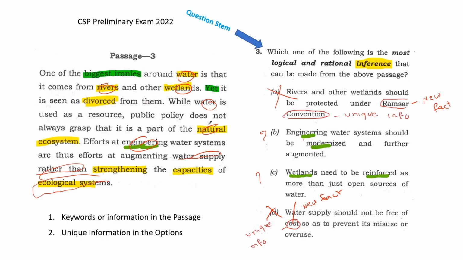Now option B says engineering water systems should be modernized and further augmented. This is what is happening, and that is the biggest irony. So this is gone. The author is saying that should not happen. Wetlands need to be reinforced as more than just open sources of water. Exactly, option C is the inference.